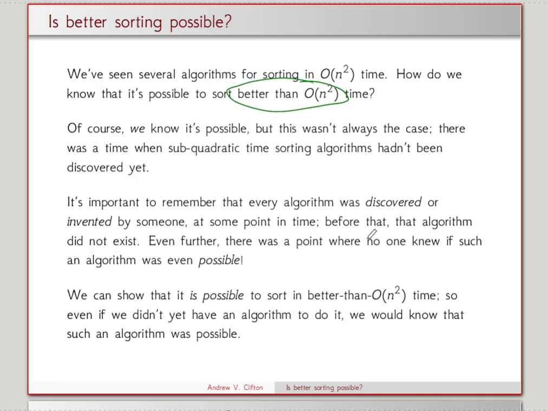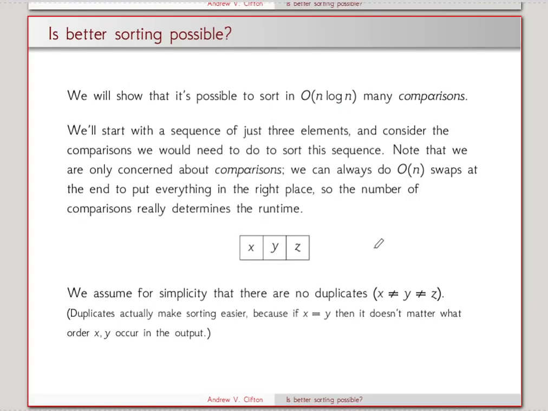So the interesting thing is we can construct a proof that it is possible to sort in better than O of n squared time. Even if we don't have an algorithm to do it, we should know that such an algorithm is actually possible. So I'm going to walk through a sketch of that proof in this video, and then after that, in another video, we'll move on with the actual algorithms.